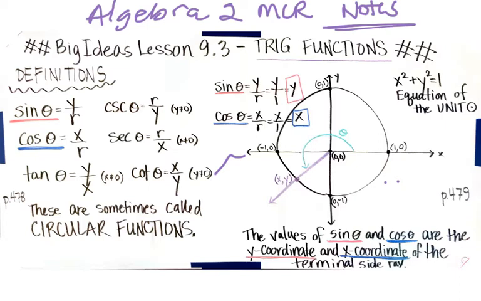Before we move on to 9.3, we're going to define trig functions according to the unit circle. On the left side here, we've written out some definitions. If you want to look in your book, this is on page 478. They're sometimes called circular functions. Wherever we intersect the unit circle, that point is (x, y), just like a normal coordinate graph.